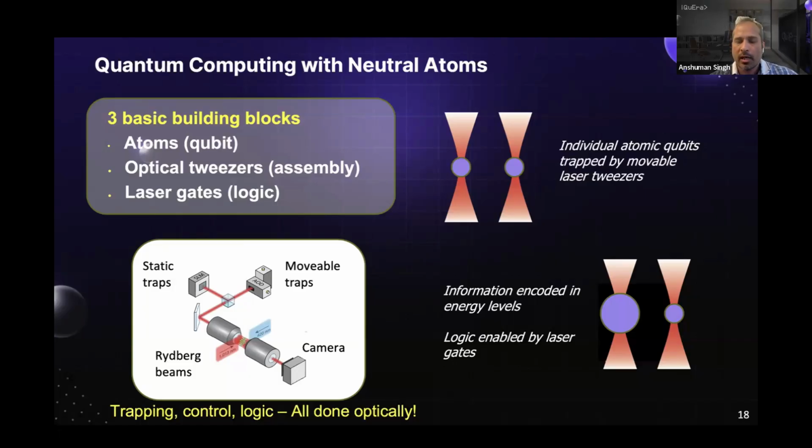And these atomic qubits are trapped, of course, using movable laser tweezers, and then we use lasers to do the gate. So depending on the type of lasers and the laser configuration, you could do single qubit gates or multiple qubit gates.